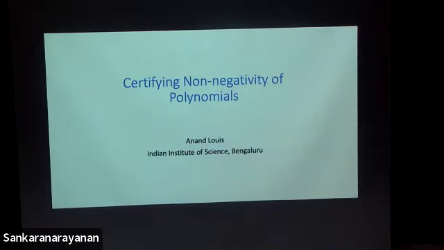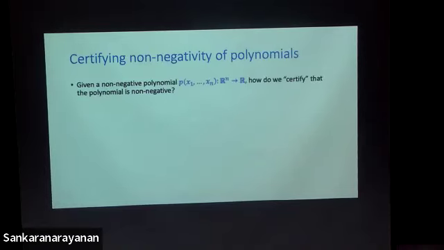Okay, so the topic is how do we certify non-negativity of polynomials? So what does that mean? Let's say you're given a polynomial in n variables, x1 to xn. These polynomials take real numbers and give out a real number. So how do we certify that the polynomial is non-negative?